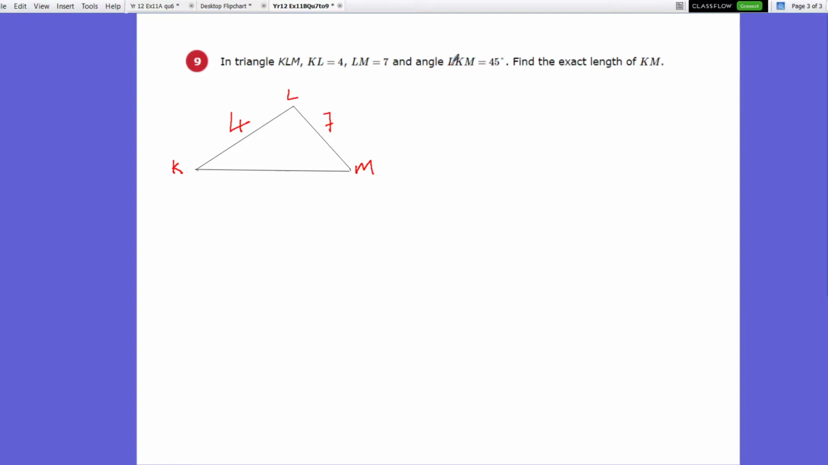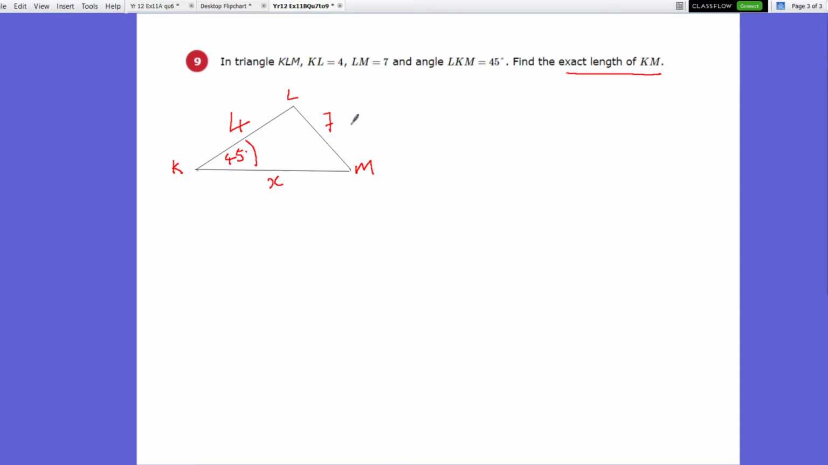And the angle LKM is 45 degrees. And remember, this is an exact one. It's going to give us an exact value, that 45 degrees, and it does want the exact length for KM. Where's KM? KM, we'll call that x, just to make life a bit easier. Okay, here we go then. So we've got a triangle here. We've got a side and an opposite angle, and we've got two sides adjacent to this angle. So it is the cosine rule.